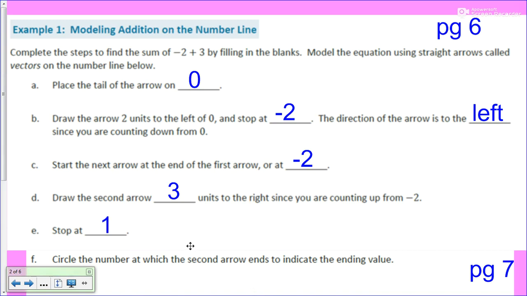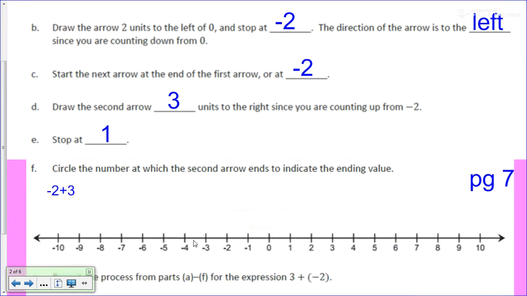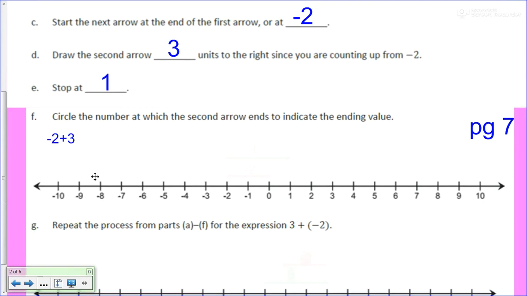All right. So at this point, you're going to turn your page to page 7 where you see your number line. I rewrote that equation, -2 plus 3, on my number line here so that I remember what I'm doing. Okay. And just like we talked about in those steps, we're going to draw our first arrow, 2 spaces to the left starting at 0. I'm using red for negative, and I stopped at the -2.